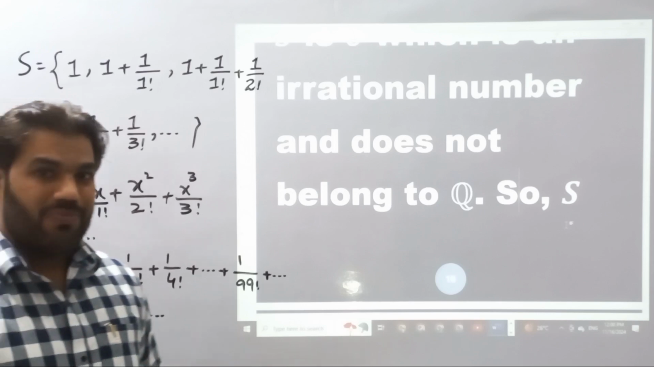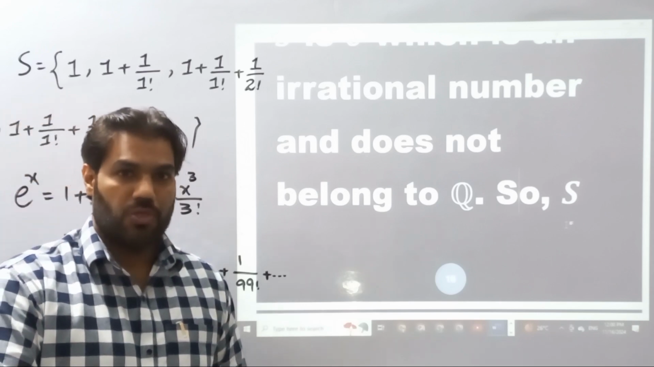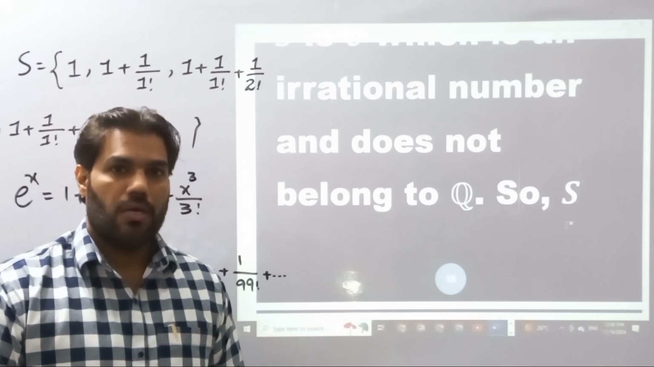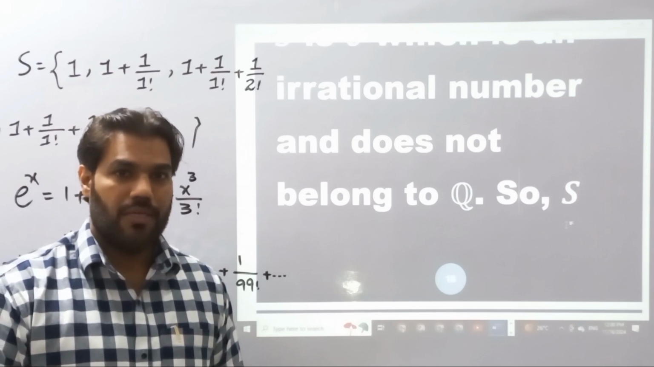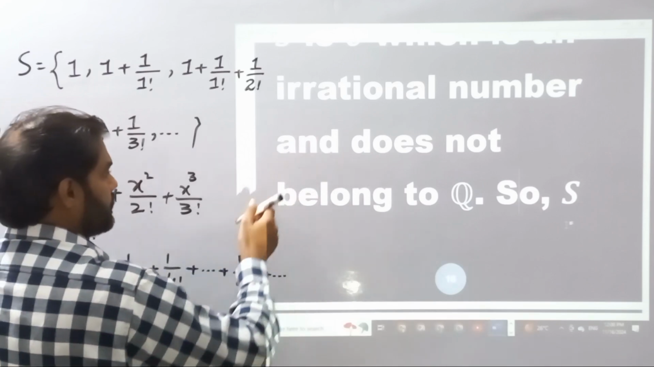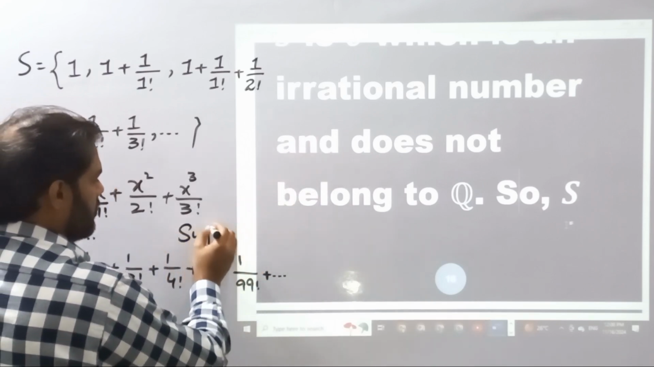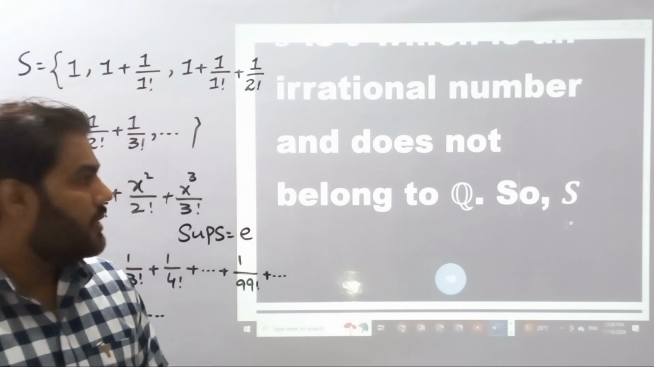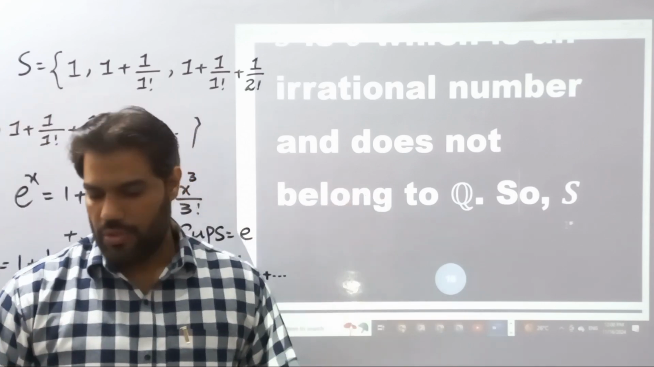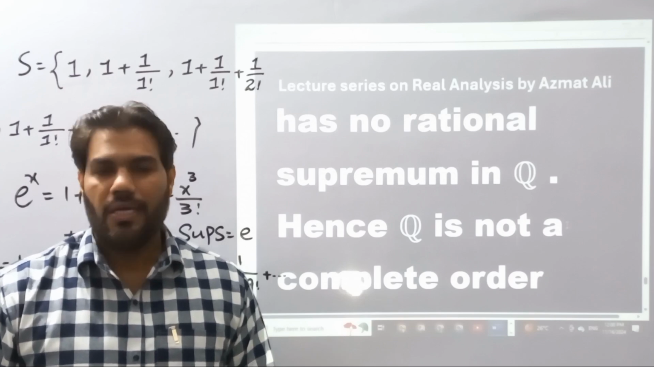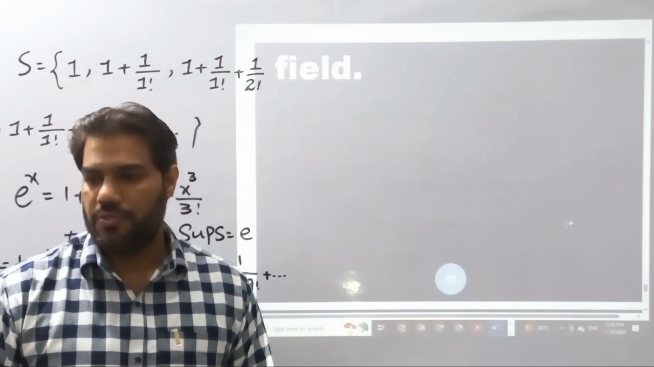So the supremum of this set is e, but e is not a rational number. e is an irrational number. Hence the supremum of S is equal to e, an irrational number that does not belong to Q. So S has no rational supremum in Q. Hence Q is not a complete ordered field.